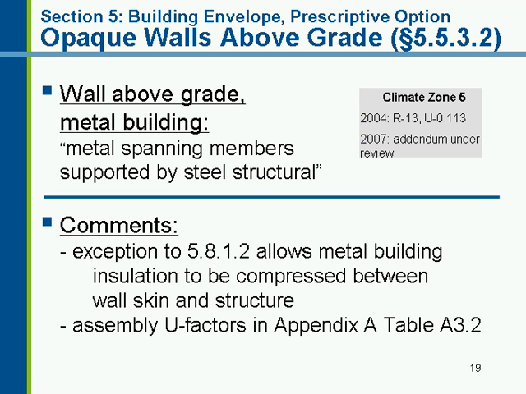The second type of walls above grade are metal building walls, and this is similar to metal building roofs. It's the metal building type of structure, so not steel stud, but the entire structure is metal spanning members supported by steel structural members. You see for 2004, the minimum insulation requirement is R13. Now here a couple of things are similar. The exception to 5.8.1.2 allows compression between the wall skin and the structure, and the assembly U-factors are in table A3.2 for the metal building walls.